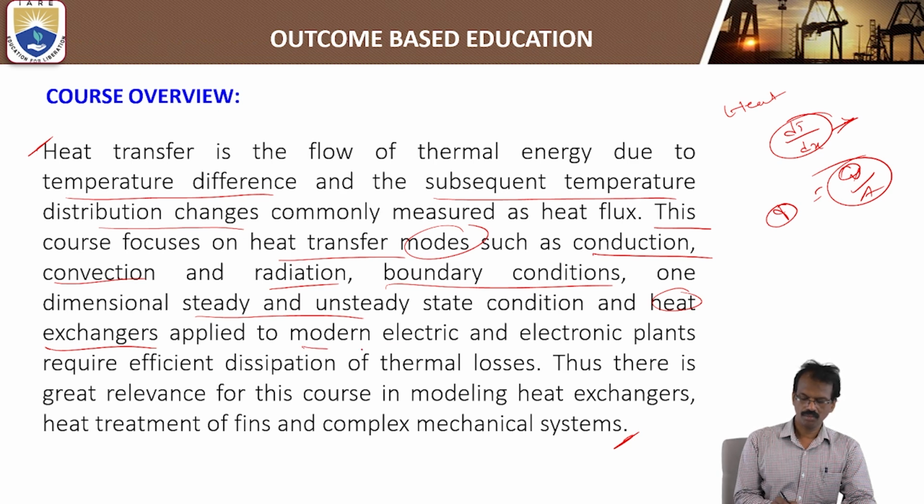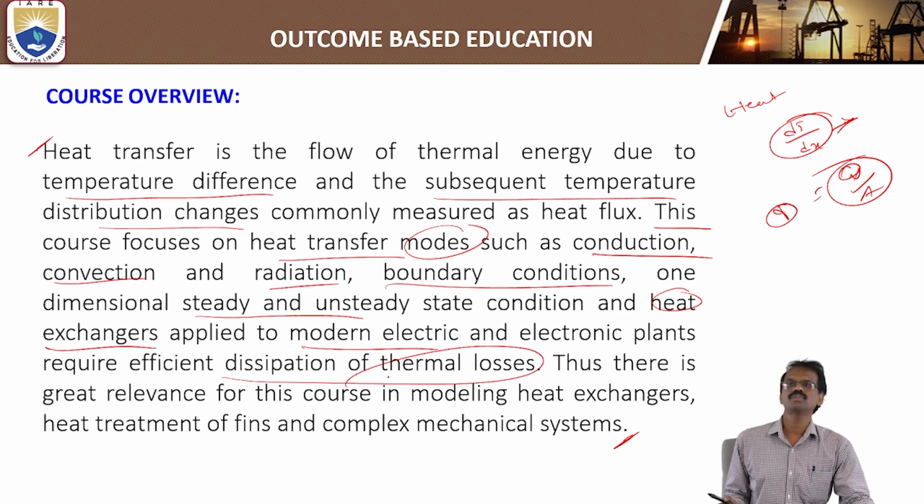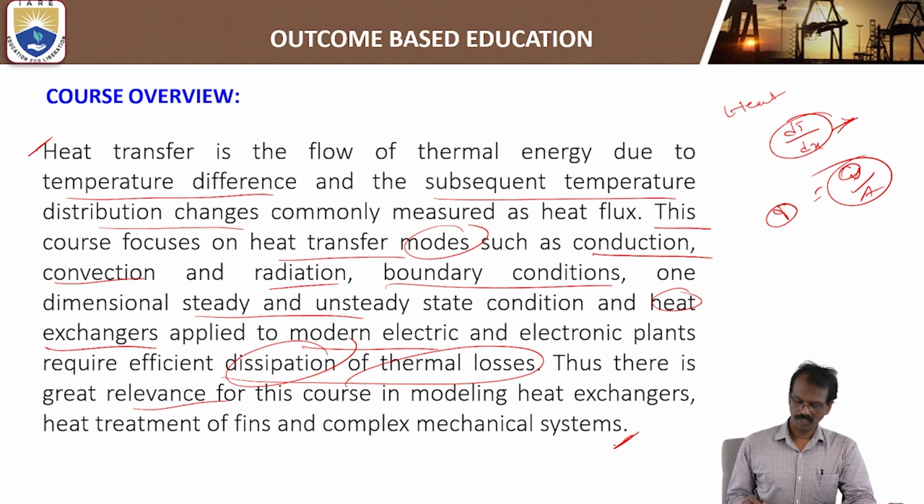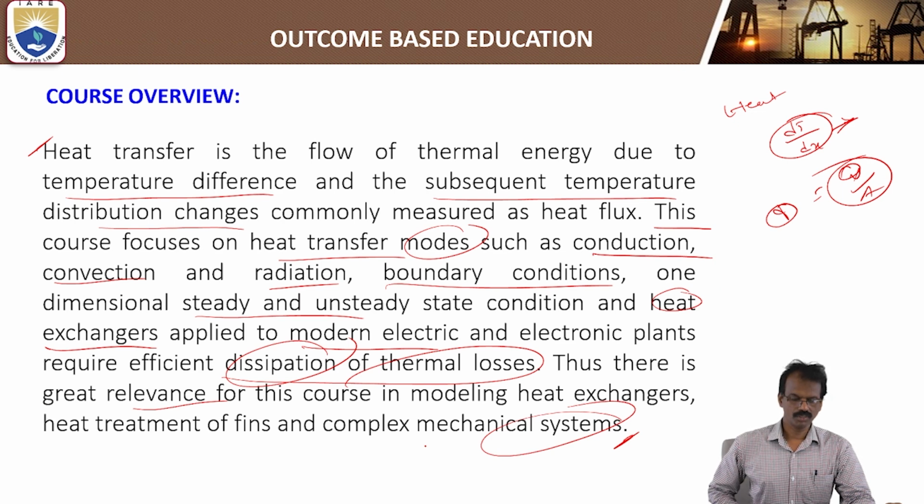To apply it, modern electric and electronic plants require efficient dissipation of thermal losses, mainly through fins, which are placed on electrical motors or some electronic components to enhance the dissipation of heat from the body to the atmosphere. So there is great relevance for this course in modern heat exchangers, the heat treatment of wind, and complex mechanical systems also. This is the overview of this course.